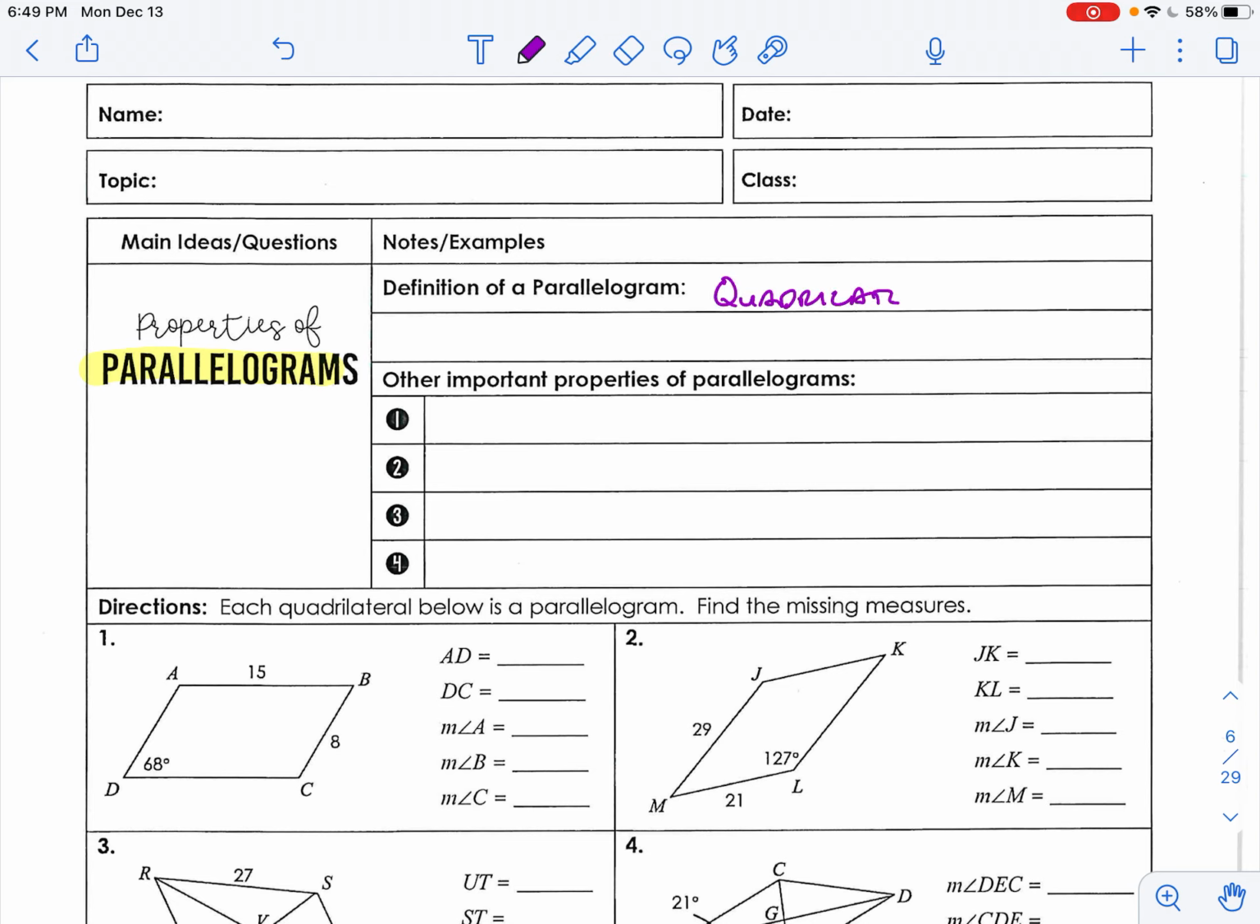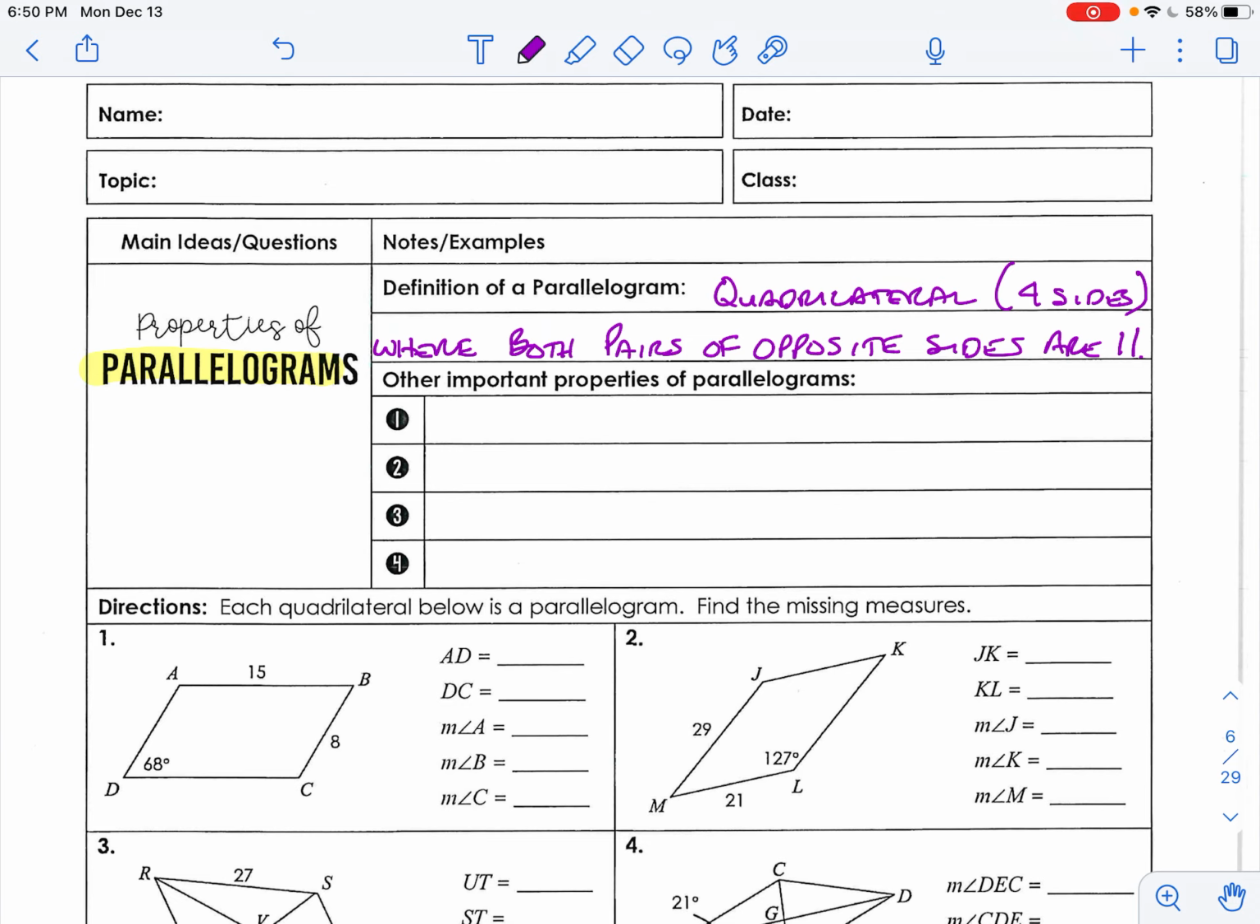Okay, this is key here. I'll say both pairs of sides. Actually, I'll say both pairs of opposite sides. It's probably the more precise way to say it. So both pairs of opposite sides are parallel. I'm going to use our parallel symbol for that.